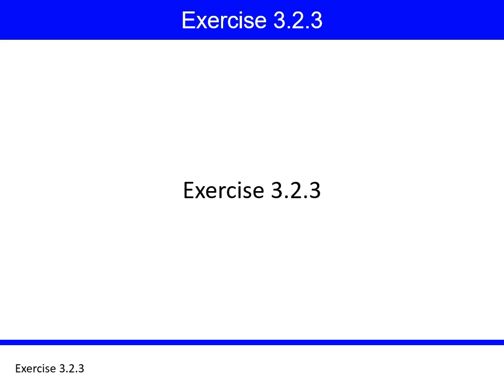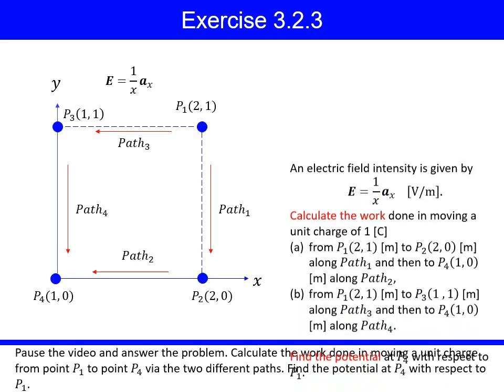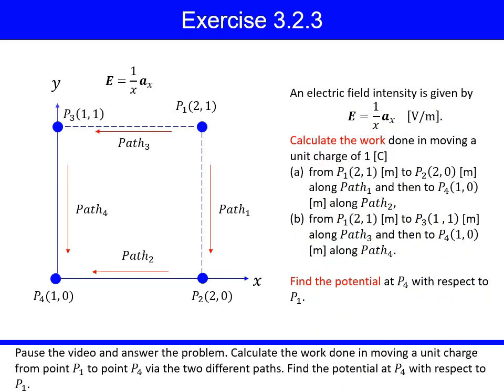Exercise 3.2.3. Pause the video, and answer the problem. Calculate the work done in moving a unit charge from point P1 to point P4 via the two different paths. Find the potential at P4 with respect to P1.